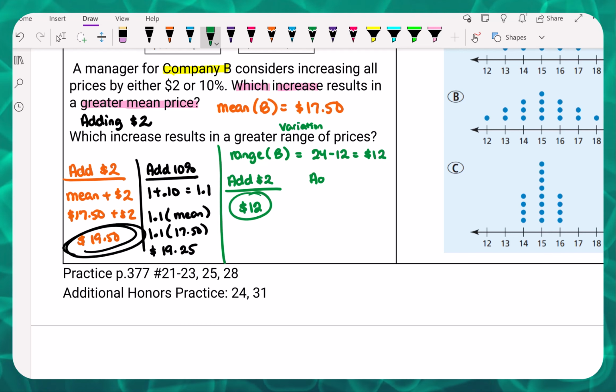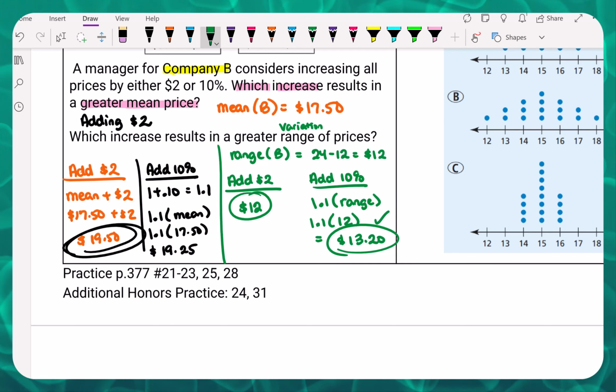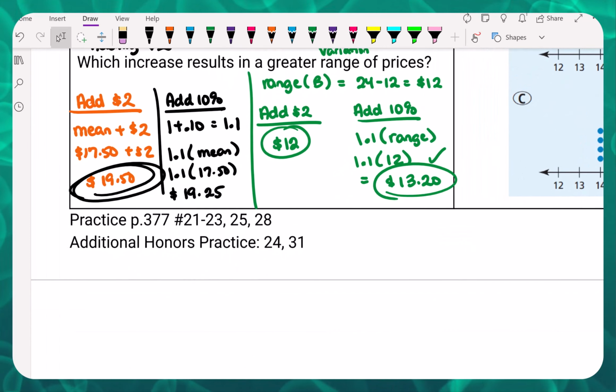And then if I add 10% on the other hand, everything is equally affected. So I'm going to multiply that by 1.1. And that gives me a range of $13.20. So it looks like this one has the bigger range this time. These are prices for cell phone cases. So this one is going to result in a greater price change in the mean, but over here, the range is more affected when you multiply.